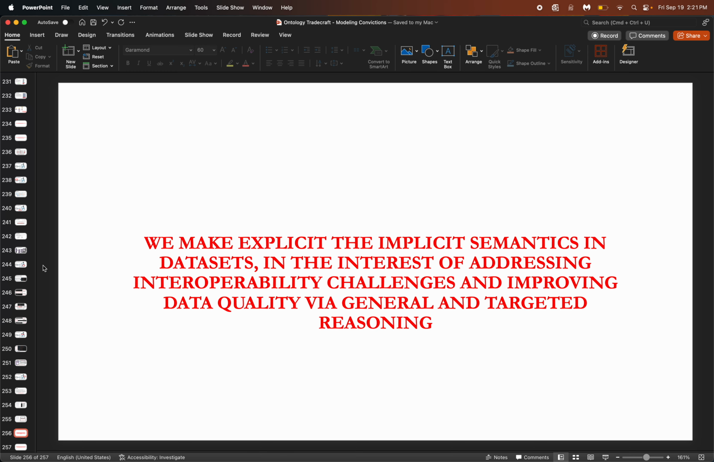Now, what have I been saying? We make explicit the implicit semantics in data sets, in the interest of addressing interoperability challenges and improving data quality via general and targeted reasoning. We basically make that structure machine readable so that we can leverage tools to help us identify data quality issues and answer questions that we might need answered.